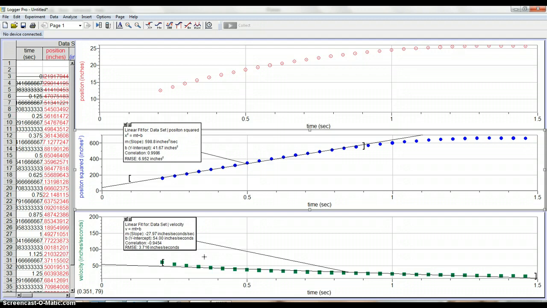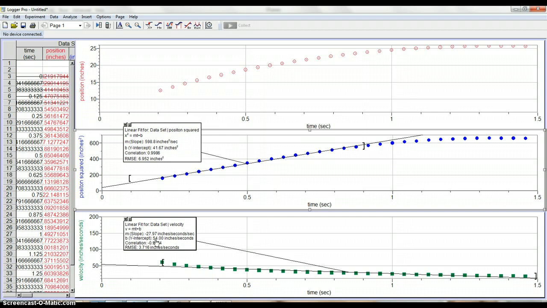Okay, and then we went to our velocity graph, and we know it's going to approach 0 because it's slowing down to a complete stop. So it's going to have a negative slope because it's going from moving to slowing down to 0. So that's why the slope is negative 27.297, so around negative 30 inches over second squared.